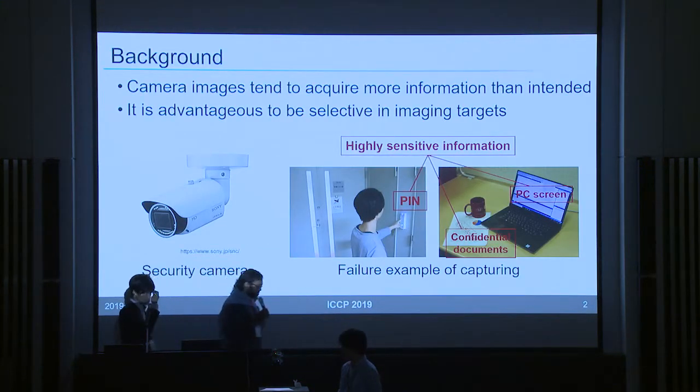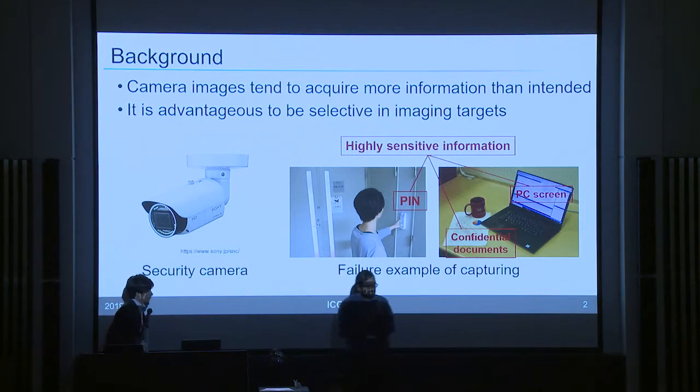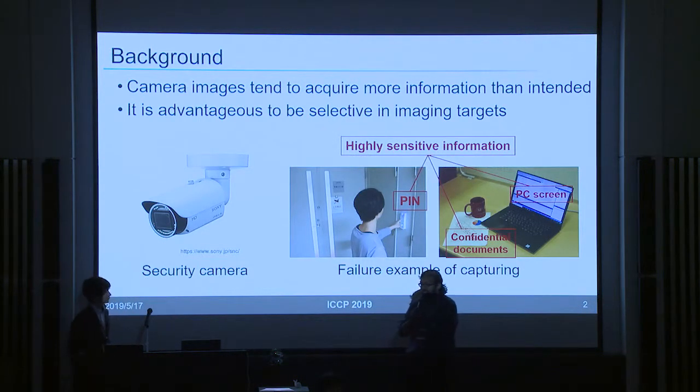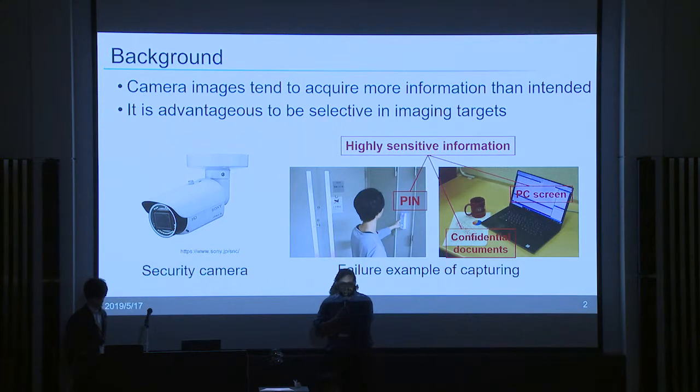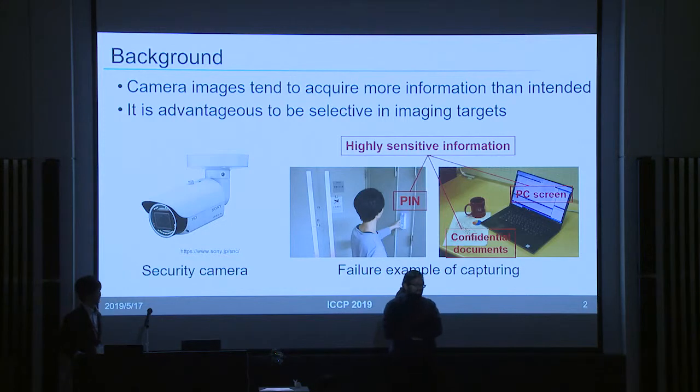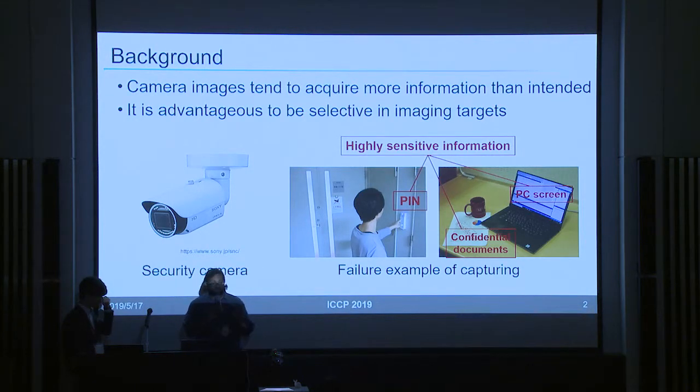So what we're interested in is building active illumination systems for what we call selective imaging and masking. The background of this is there are a lot of visual cameras in our daily lives doing tasks like surveillance and video conference systems and so on. These cameras are acquiring real-time images all the time, which can compromise private or confidential information. For example, as shown in the figure, you might not want your cameras to pick up confidential information like PIN numbers, computer displays, or documents.